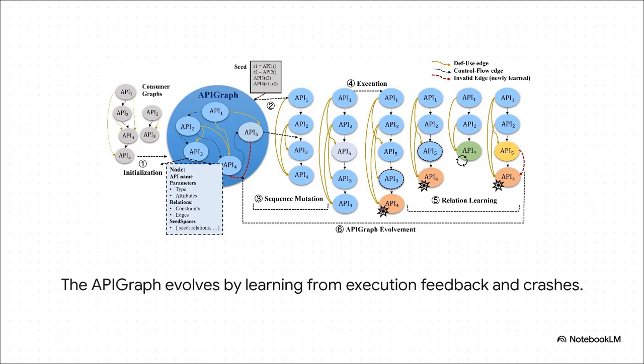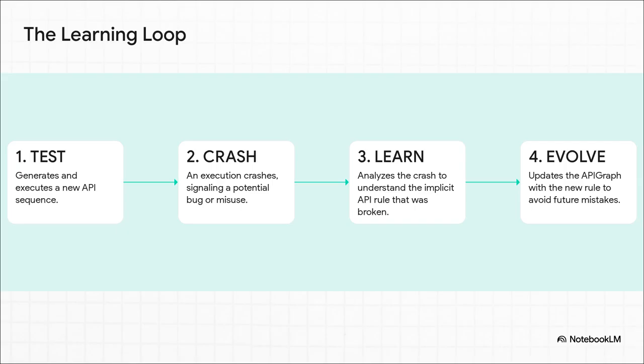It starts with an initial map, the API graph on the left. Then, as it runs tests, it learns. When it hits a crash, that orange part, it doesn't just report an error. It learns the rule it broke and updates its own map, which makes the whole system smarter for the next test. It's this constant cycle of testing, crashing, and evolving. It's pretty cool. Let's just break that loop down into simple steps.